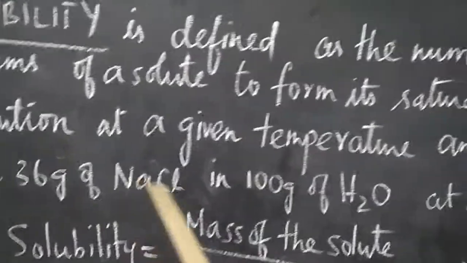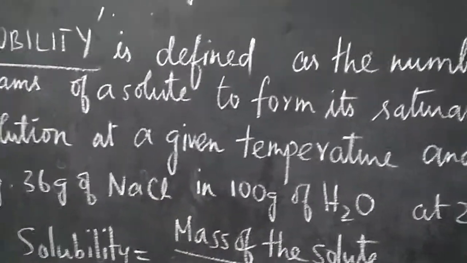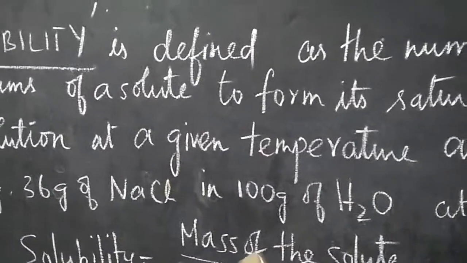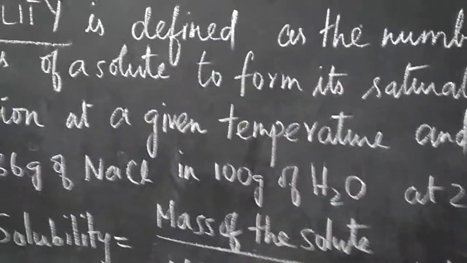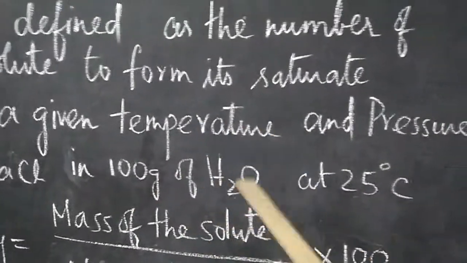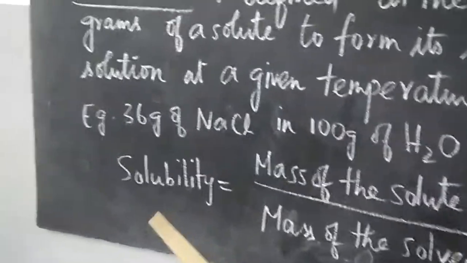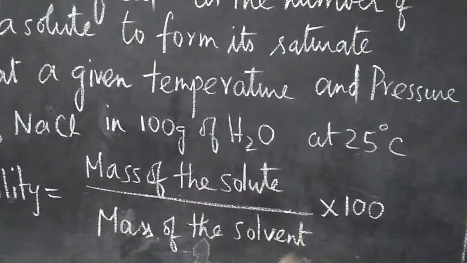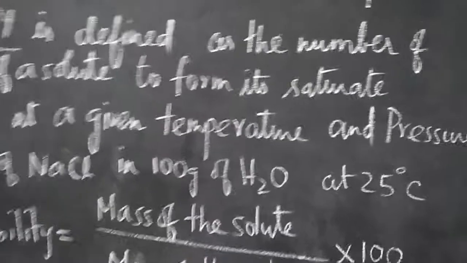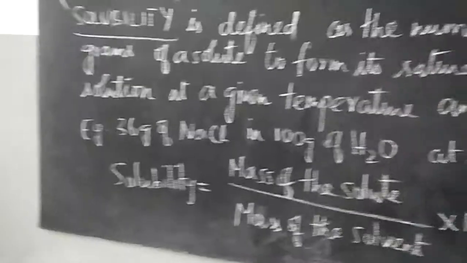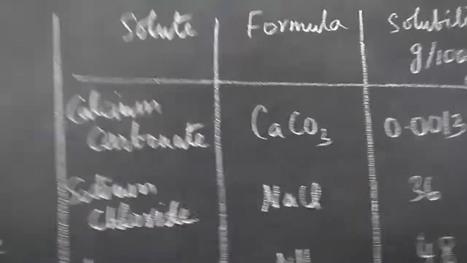Example, 36 gram of sodium chloride, NaCl, can be dissolved in 100 gram of water. It won't dissolve more; 36.5 gram of NaCl cannot be dissolved. Maximum 36 gram of NaCl can be dissolved in 100 gram of solvent to make a saturated solution at a particular temperature, that is 25 degrees Celsius. The formula for solubility is mass of the solute in grams by mass of the solvent in grams into 100. That is the solubility.